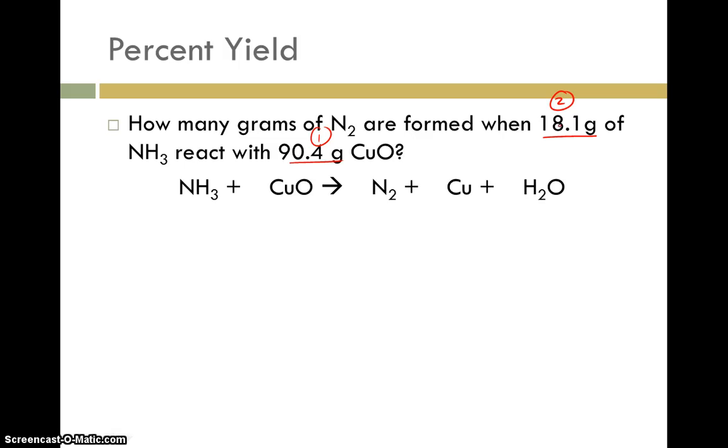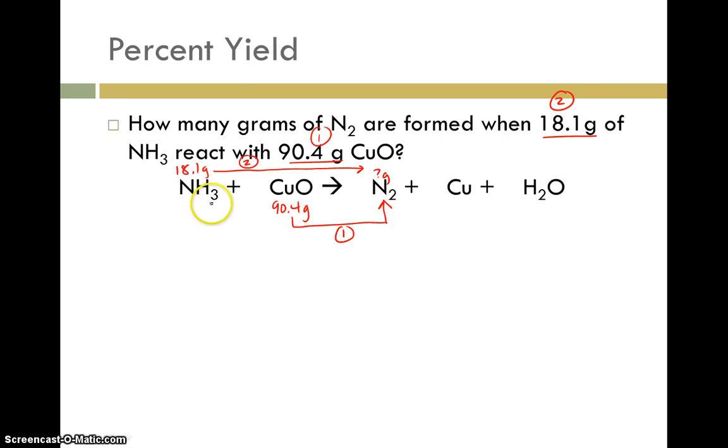So I know my problem tells me I've got 18.1 grams of NH3, and I know it also tells me that I've got 90.4 grams of CuO. So the first calculation I'm going to do is calculate how many grams of N2 I can make when my CuO reacts. The second calculation I'm going to do is calculate how much N2 I can make if my NH3 reacts. Now you'll notice this guy isn't balanced, so we need to walk through that process.